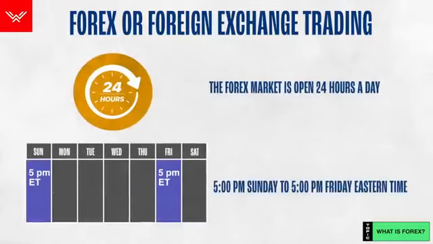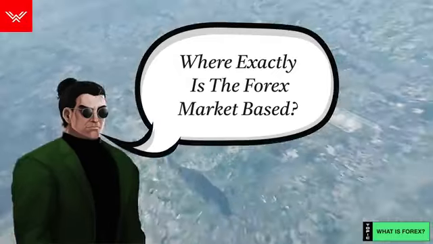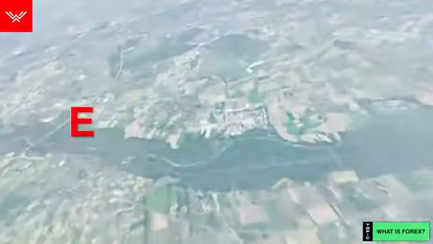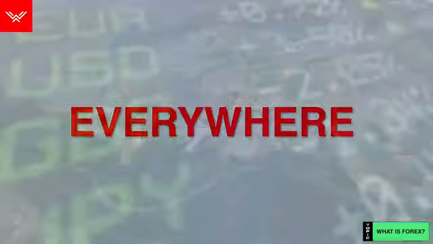So you might be wondering, where exactly is the Forex market based? Well, it's actually everywhere. Forex is a decentralized market with no single central authority or exchange that governs it all. Instead, it is made up of a network of banks, brokers, dealers, and even governments who trade currency with each other.